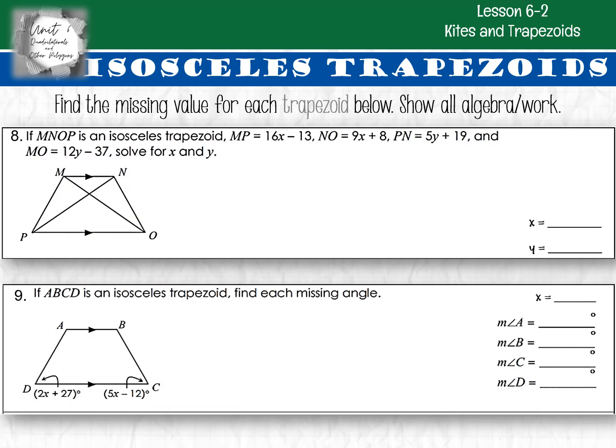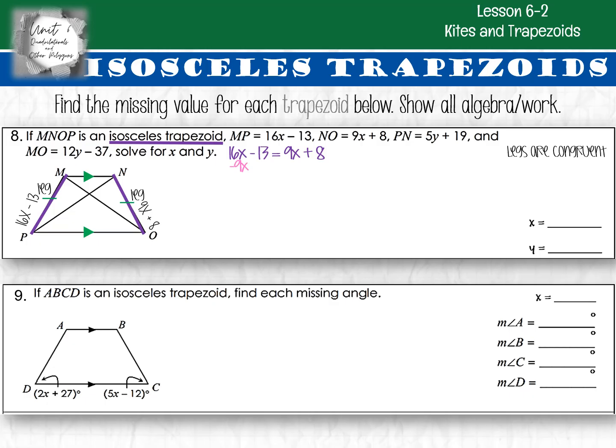Find the missing value of each trapezoid below. Algebra, hooray! If MNOP is an isosceles trapezoid, the measure of MP, that's a leg, is 16x minus 13. The measure of NO, that's a leg, is 9x plus 8. And we know they must be equal to each other. So write an equation: 16x minus 13 equals 9x plus 8.